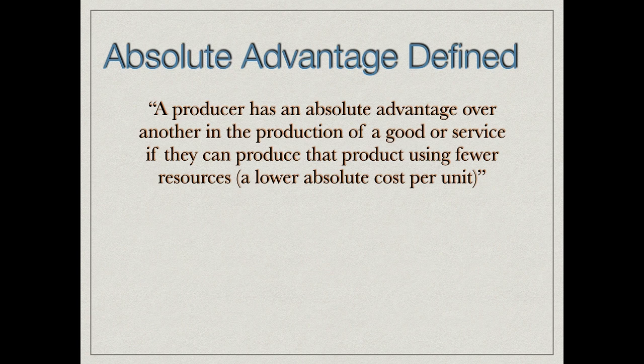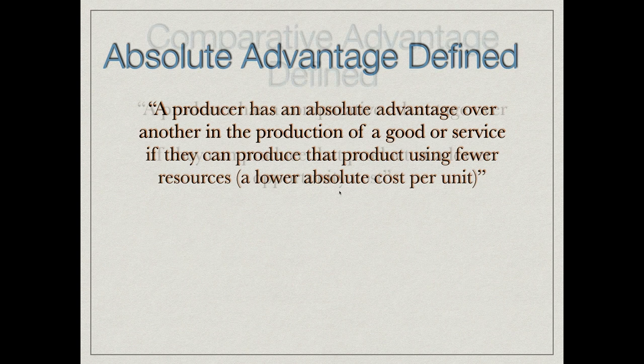So absolute advantage, the definition from the textbook is a producer has an absolute advantage over another in the production of a good or service if they can produce that product using fewer resources, that is, at a lower absolute per unit cost. So if it's less costly for the individual or firm to produce that item relative to another firm, they have the absolute advantage in the production of that particular good or service.